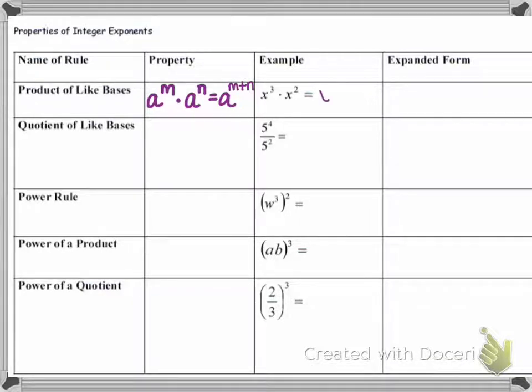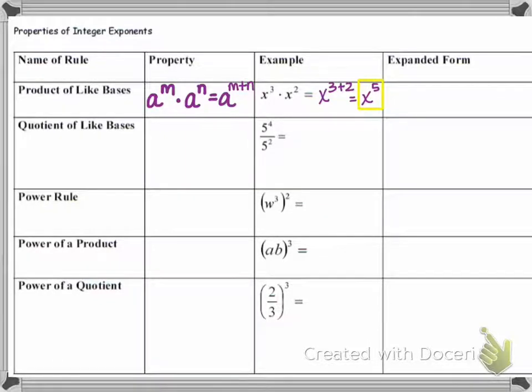So if we have x cubed times x squared, since the bases are the same, we can add the exponents 3 plus 2 for an answer of x to the 5th power. But we want to make sure we understand why that rule works.